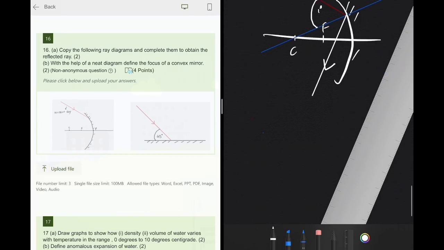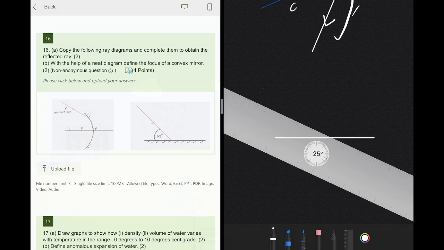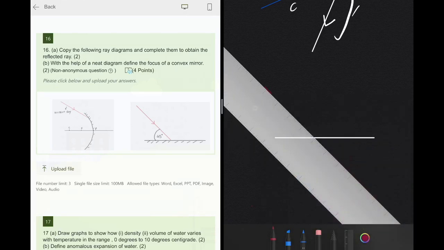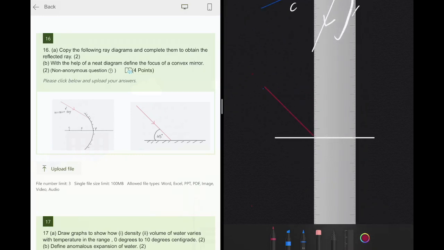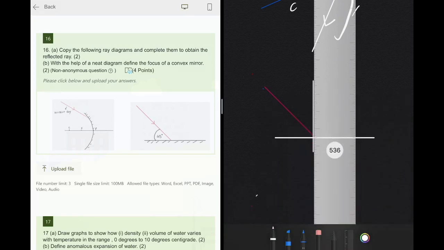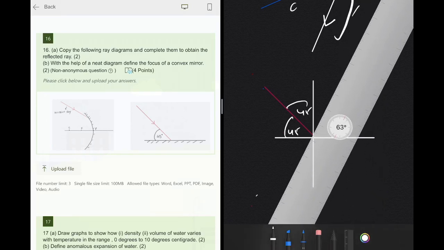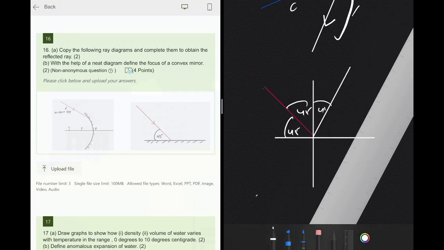Similarly for this one, which is much simpler, you have the incident ray here like this. Let's choose the color. So it's at 45 degrees. So we draw the normal. So if this is 45, this is 45. So our reflected ray will also be 45. You can measure it properly. So this is your reflected ray.